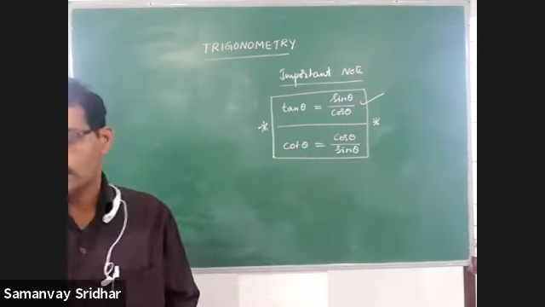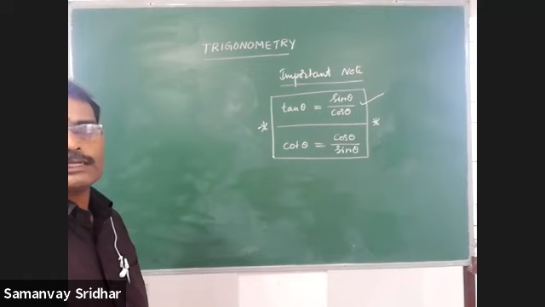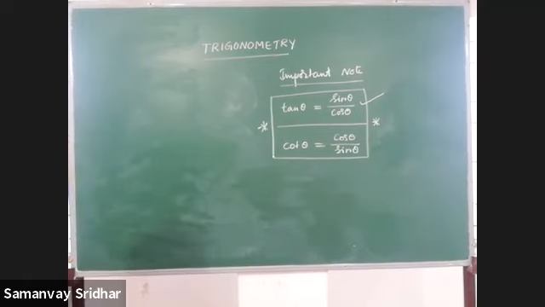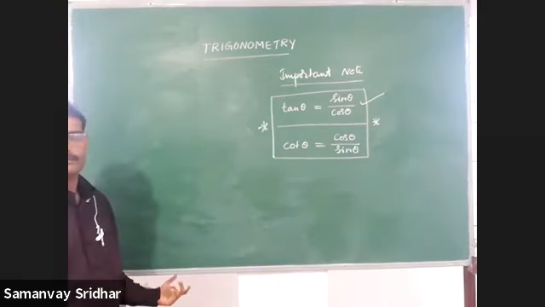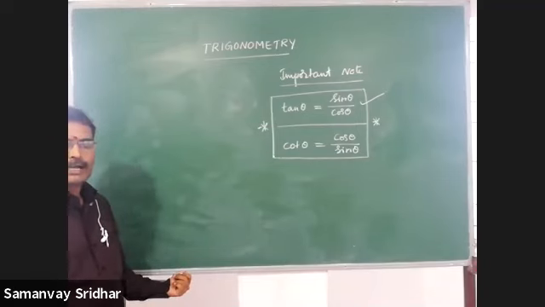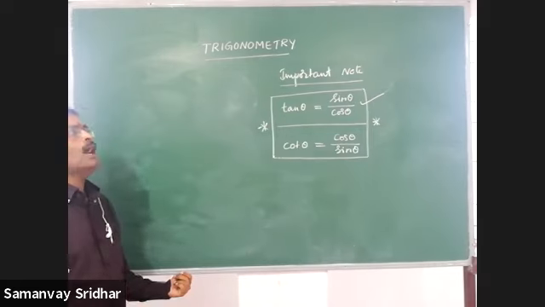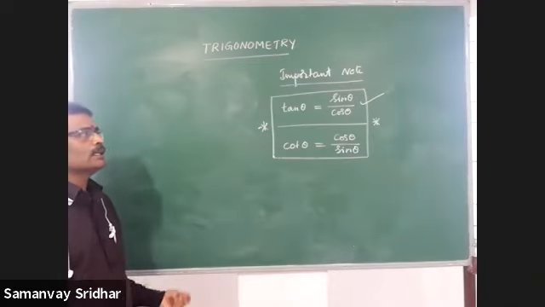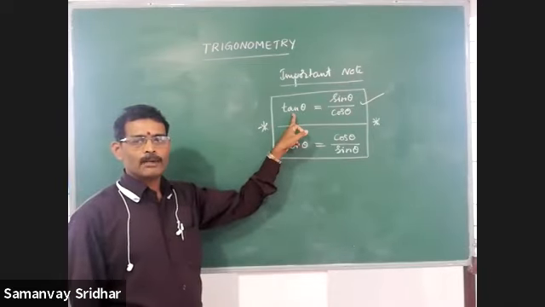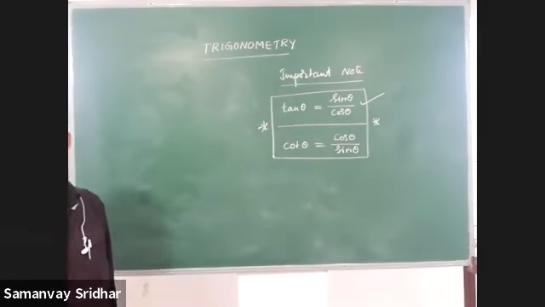I told you that sin theta is equal to 1 by cosec theta. Cosec theta is equal to 1 by sin theta. Cos theta is equal to 1 by sec theta. Sec theta is equal to 1 by cos theta. Tan theta is equal to 1 by cot theta. Cot theta is equal to 1 by tan theta. Along with that, two more things we got. Tan theta is equal to sin theta by cos theta, and cot theta is equal to cos theta by sin theta.